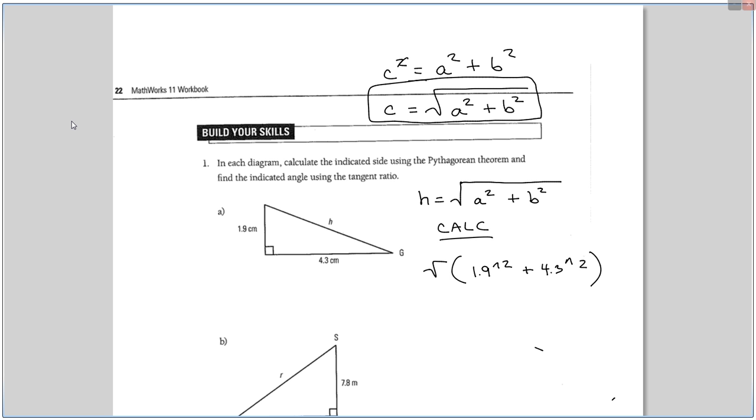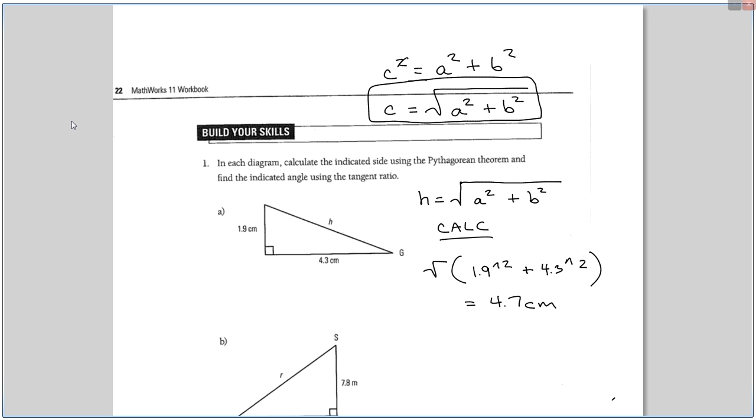Close the bracket. Okay, so now a little bit of math. Always, always, always, your hypotenuse is what compared to the other legs? Longer. Good. So if you get a number that's smaller than 1.9 or 4.3, you know you've done it wrong. And you've got to put in the unit. You might be typing in something wrong.